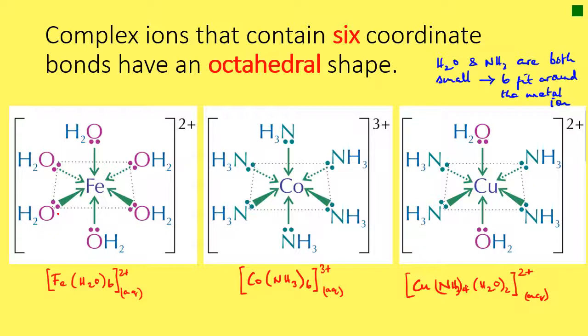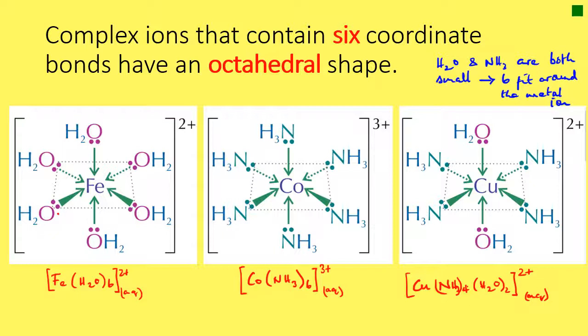Okay, just finishing off this slide here, we'll write the formula of the last complex down. So it's a copper complex, and we've got 4 ammonia ligands, and we've got 2 water ligands. And so we write that down like this, with an overall charge of 2+.